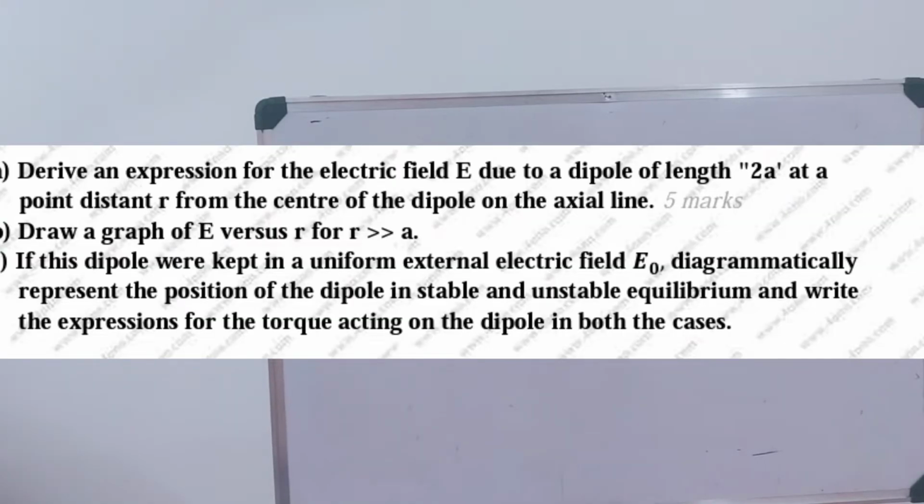Next is the 5 mark question, which has 3 parts. The first part: derive an expression for the electric field E due to a dipole of length 2a at a point distance r from the center of the dipole on the axial line. Second part: draw a graph of E versus r for r greater than a. And third, if this dipole were kept in a uniform external electric field E0, diagrammatically represent the position of the dipole in stable and unstable equilibrium and write the expression for torque acting on the dipole in both cases.